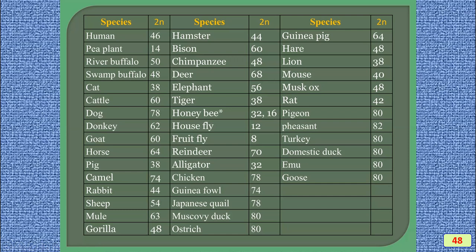Mouse, it is 40, musk ox 48, rat, it is 42. Pigeon, once again it is 80, just like the Muscovy duck. Then pheasants have 82, turkey 80, domestic duck 80, emu, it is 80, and goose. Most of these big birds have the same type of chromosome number.